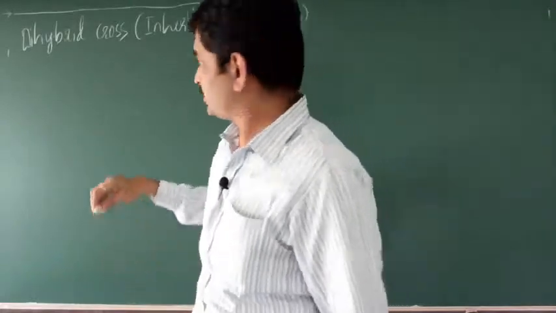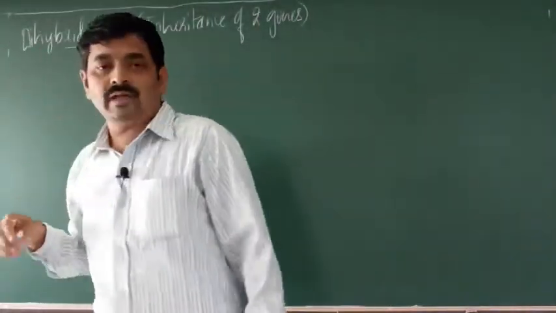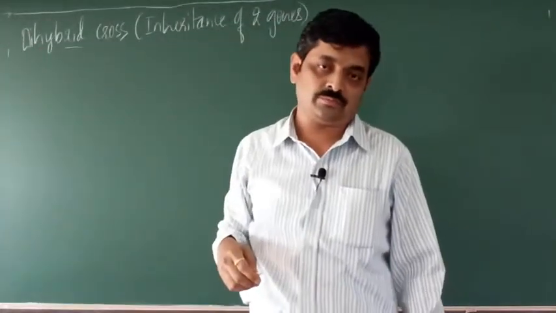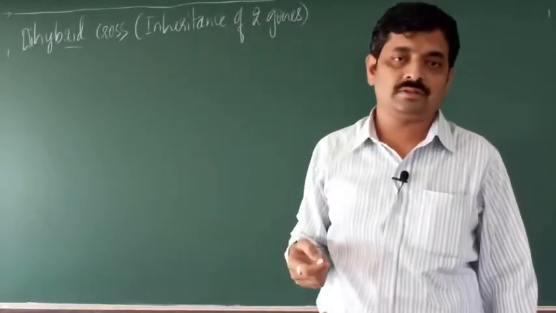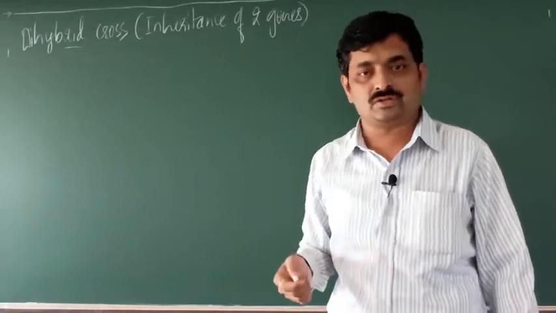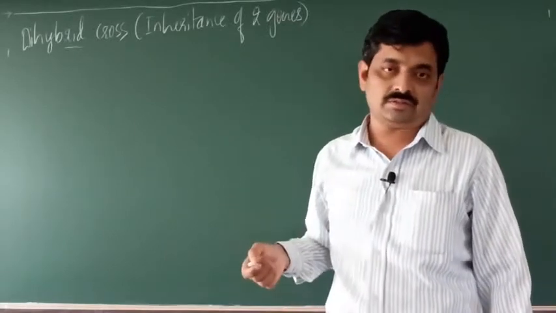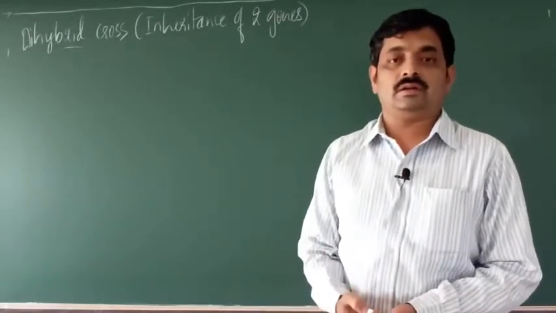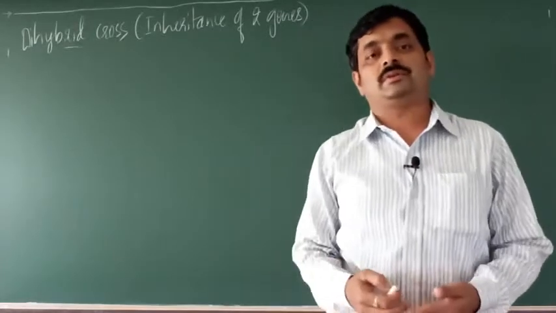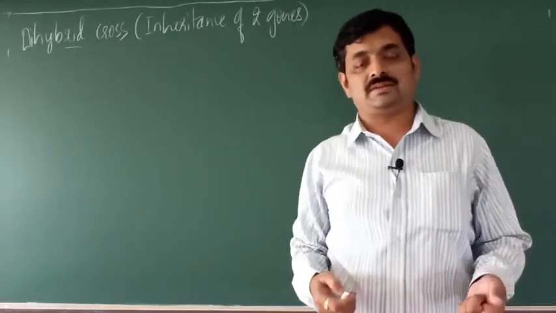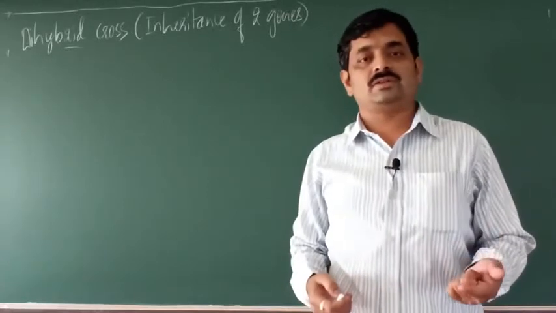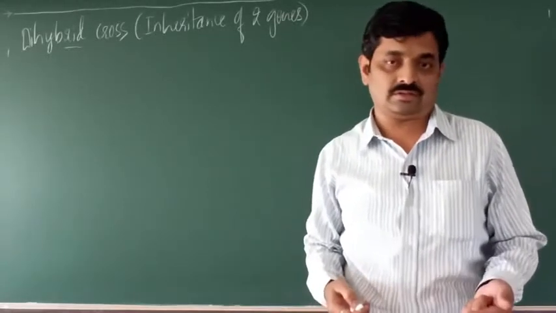So dihybrid cross is a cross that involves two characters, or it is a cross between two homozygous pea plants differing in two pairs of contrasting characters. So Mendel conducted a dihybrid cross experiment in pea plants. He crossed two homozygous pea plants having two pairs of contrasting characters.